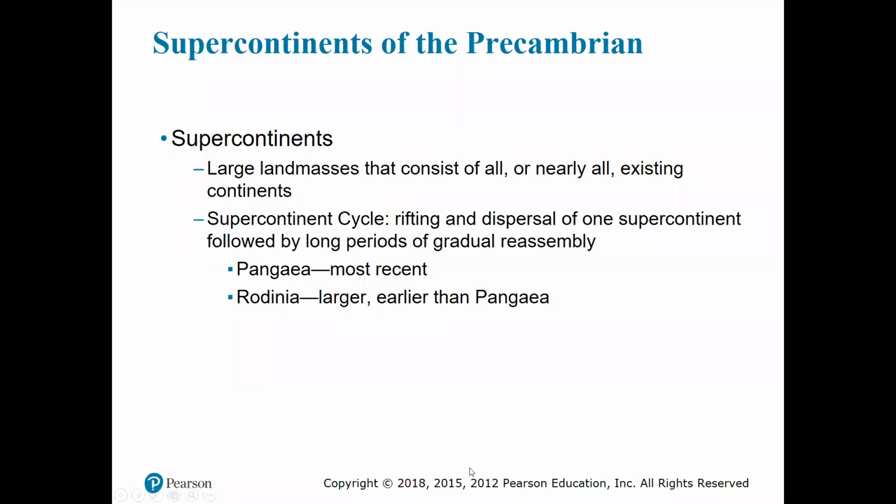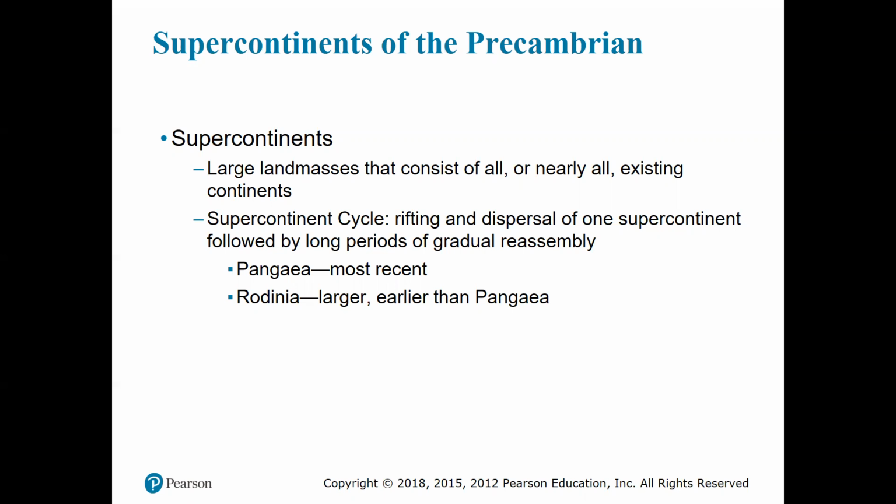So as he mentioned on the last Smart Figure video, this supercontinent called Rodinia. Supercontinents, of course, we've looked at Pangaea before. We've never discussed Rodinia. Supercontinents are large land masses that contain all or nearly all of the existing continents. And Rodinia was the earliest well-documented supercontinent. It formed during the Proterozoic eon, which was about 1.1 billion years ago.